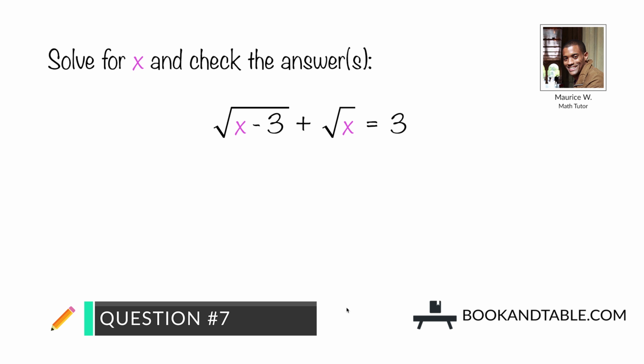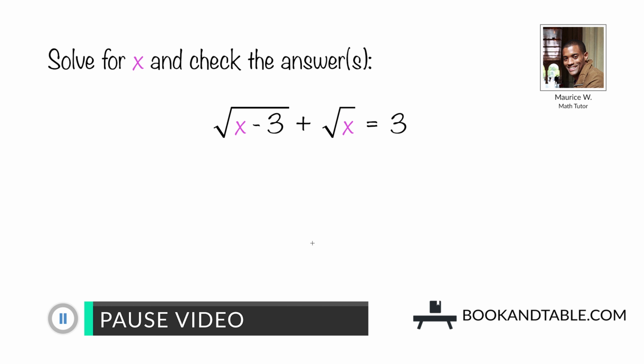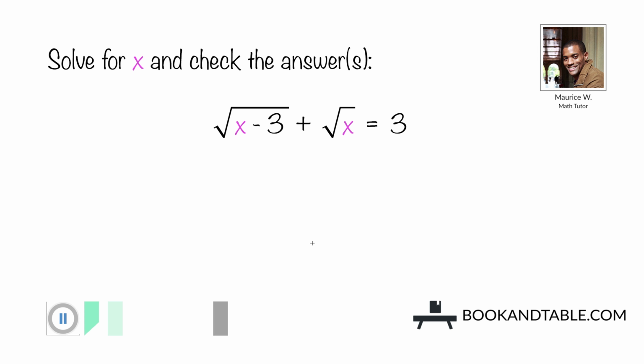Question number 7. Solve for x and check the answers. The square root of x minus 3 plus the square root of x is equal to 3. Pause the video, answer this question, and then press play when you are ready to begin.